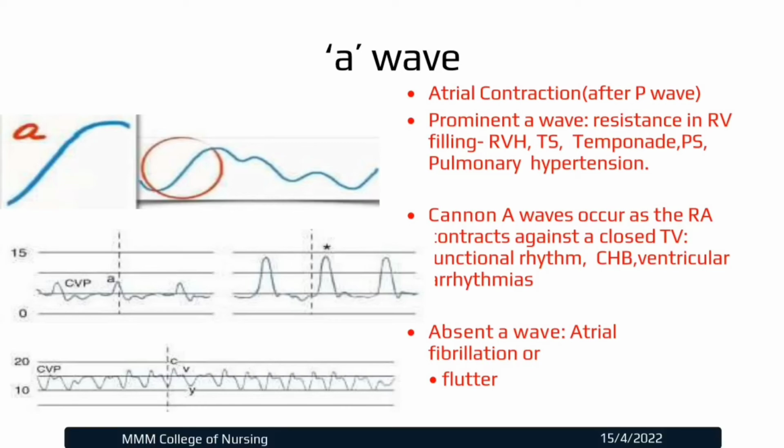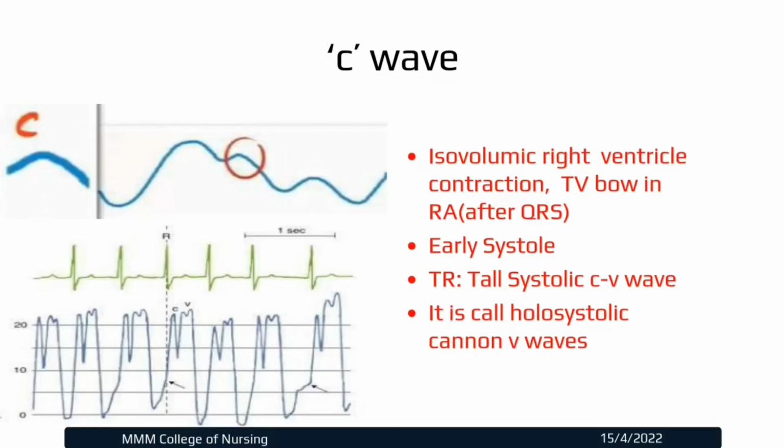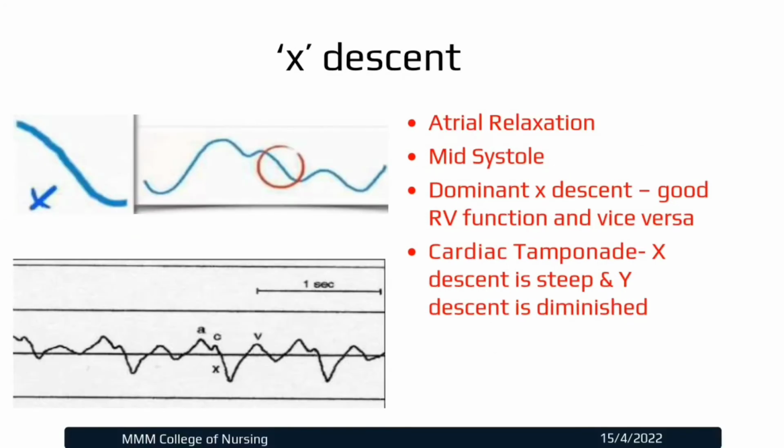Coming to the C wave, it means isovolumic right ventricular contraction and the right atrium. It is after the QRS, in early systole. If there is TR, a tall systolic C to V wave appears, and it is called a pansystolic cannon V wave. Coming to the X descent, it means atrial relaxation, which is in mid systole. A dominant X descent indicates good right ventricular function and vice versa. In cardiac tamponade the X descent is steep and the Y descent is diminished.